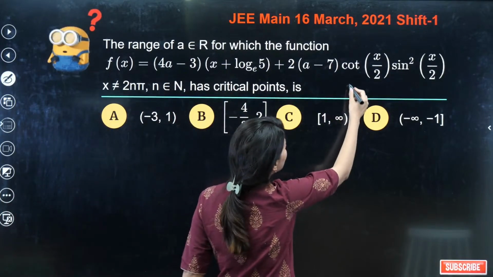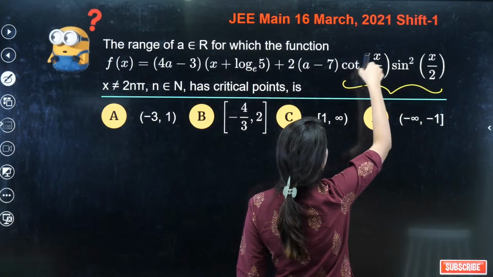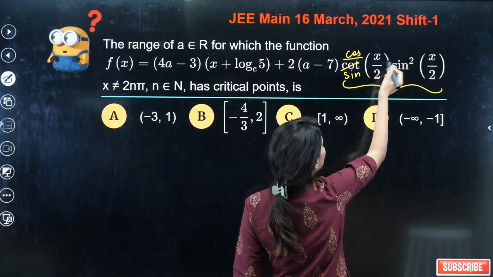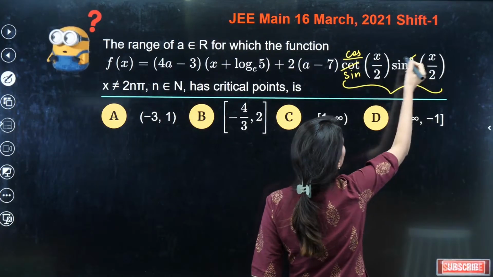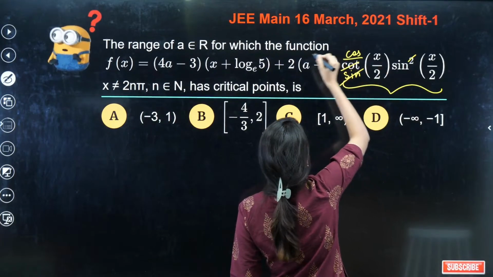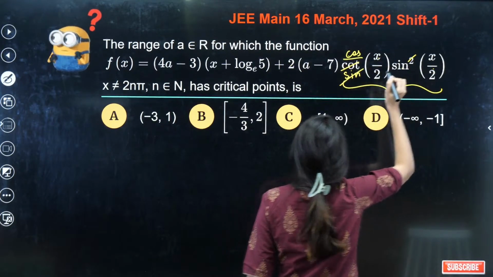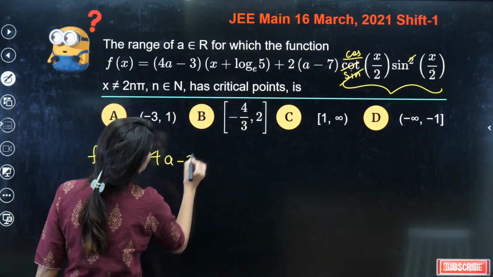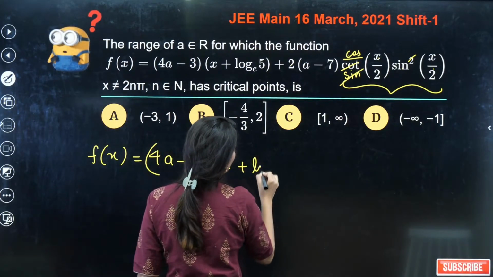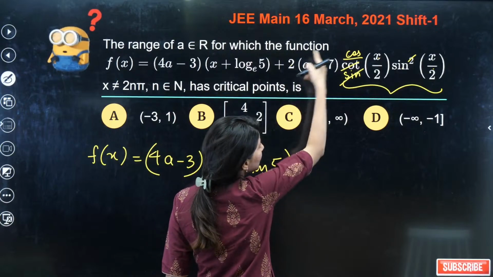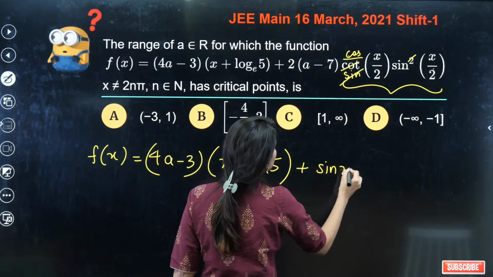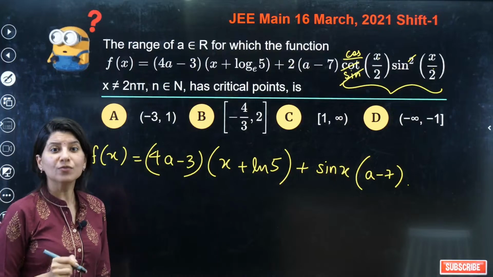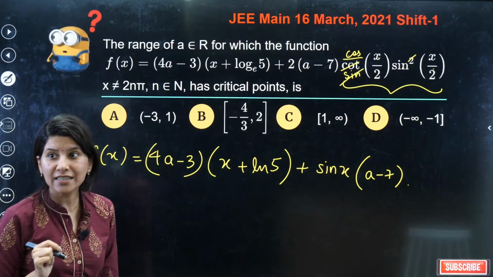This is sorted. What about this? So this is sine square x and this is cot x. Cot x can be written as cos upon sine. So sine x by 2, sine x by 2 cancel. So this is 2 cos x by 2 sine x by 2. So my f x becomes (4a minus 3) x plus log of 5, then 2 sin x by 2 cos x by 2 is sin x, and we have minus 7. This is my final f x. Now to get critical points, I need to differentiate it.